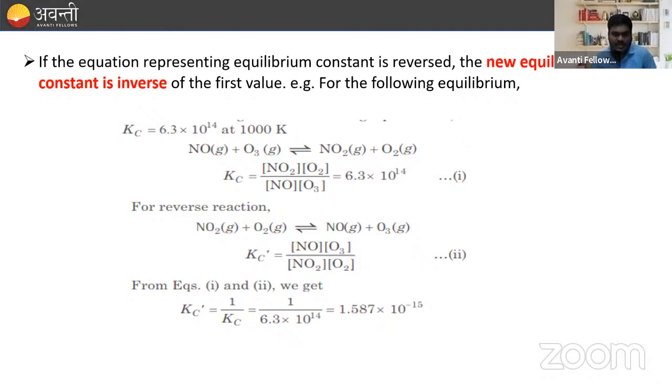From equations 1 and 2, we can say that Kc dash is equal to 1 upon Kc. So 1 upon 6.3 into 10 to the power 14 is equal to 1.587 into 10 raised to the power minus 15. So this is how you can derive it. Got it?